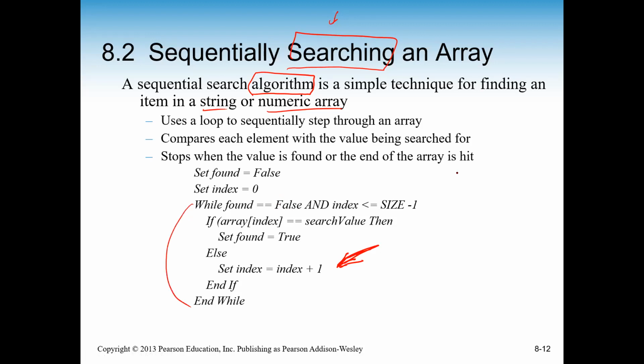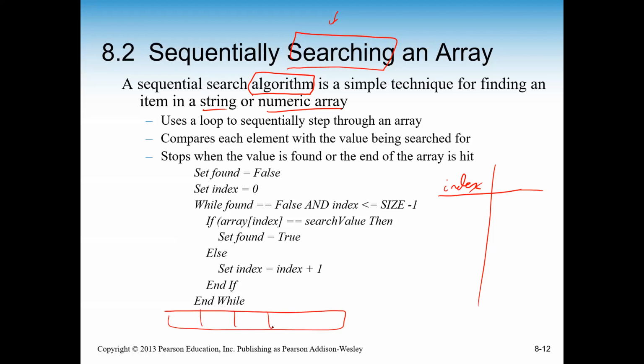So notice here what's happening. Let me walk through this one. Let's say that we have an array, and the array has 7, 3, 5, 11, 17. All right, so now this is the array. Index is currently 0. So we step into the loop, and the search value is 5. So we are looking for 5.